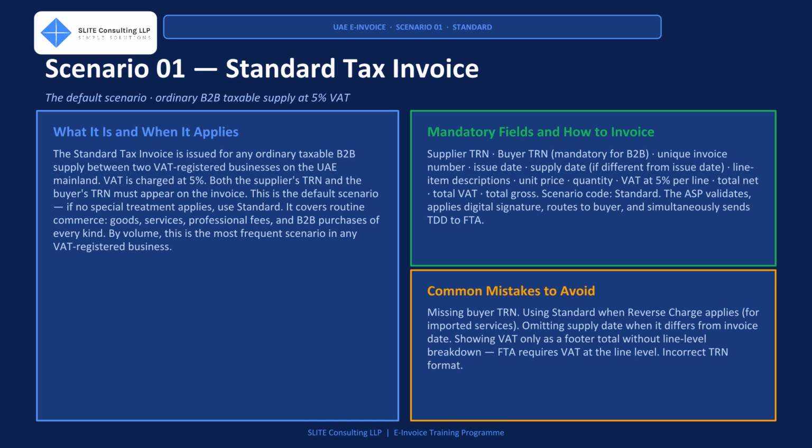Common mistakes: missing the buyer TRN. Using standard when reverse charge applies for imported services. Omitting the supply date when it differs from issue date. And critically, showing VAT only as a footer total. The FTA requires line-level VAT. Let us see this play out in practice.